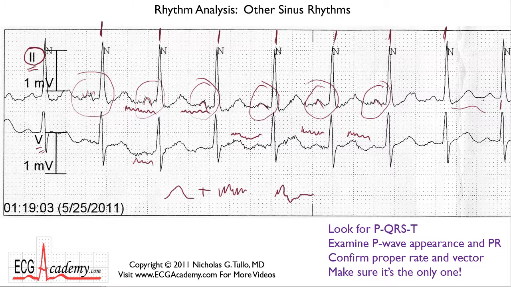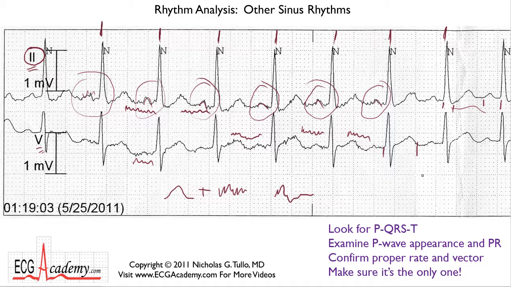So we can measure that PR interval from here to here, and it looks like it measures about 160 to 180 milliseconds, still in the normal range. The QRS complex is pretty narrow. The QT interval looks reasonable. You can probably measure it, and it'll likely be at the upper limits of normal. We won't go through those calculations for this video, but you should know how to do that already.